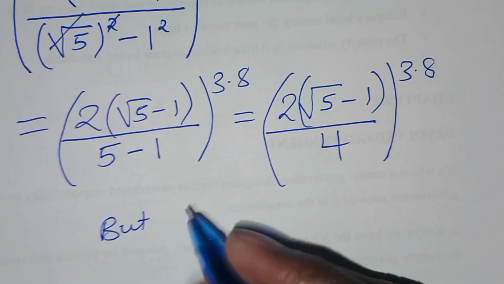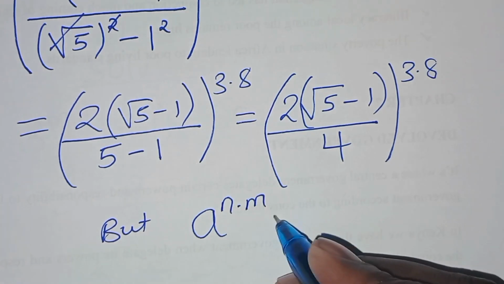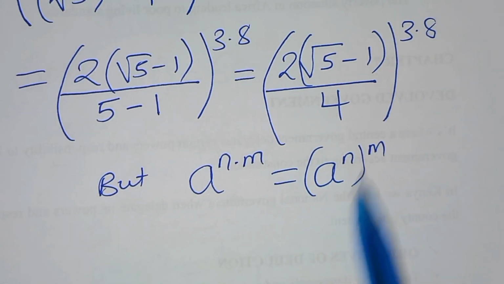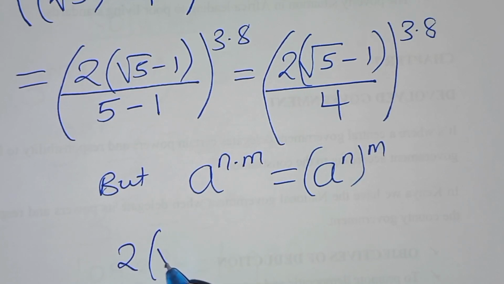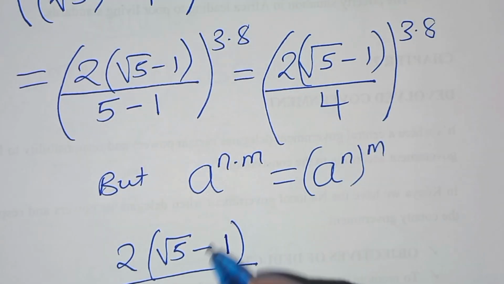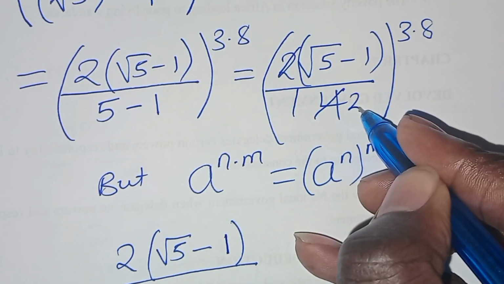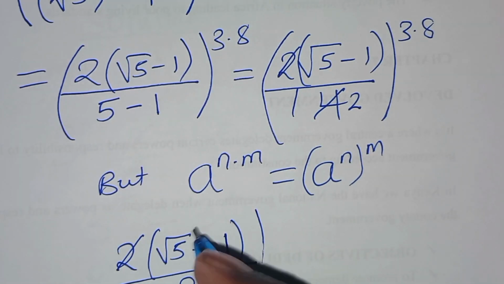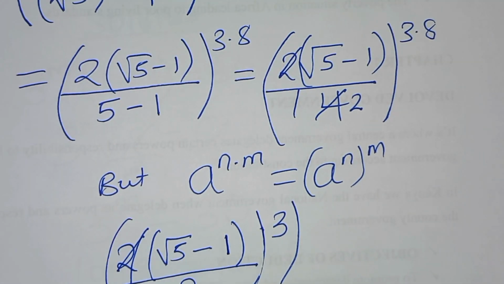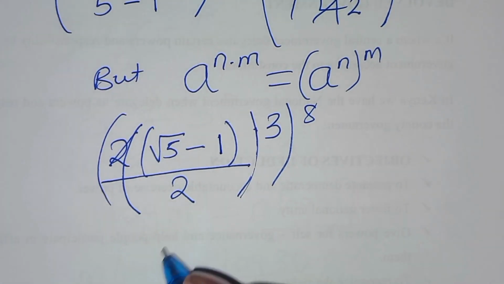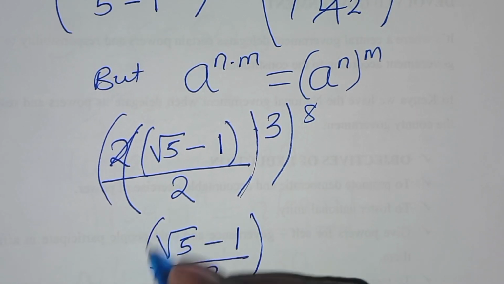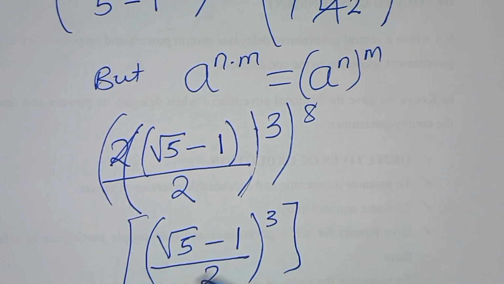Now, given that a raised to power n times m can be expressed as a to power n, raised to power m, applying this exponent property we have 2 multiplied by square root of 5 subtract 1, divided by 4. Here we can simplify by 2: 1 by 2, 2 by 2. So we'll have square root of 5 subtract 1 divided by 2, all this raised to power 3, and then everything raised to power 8.